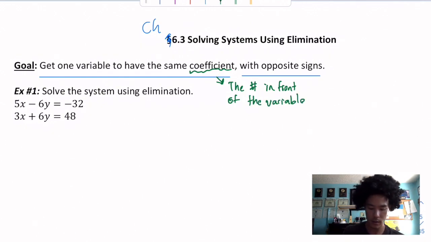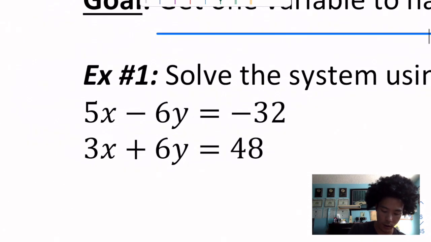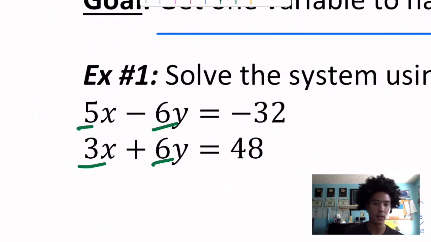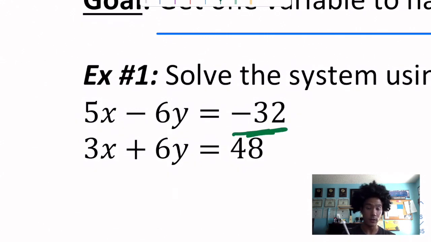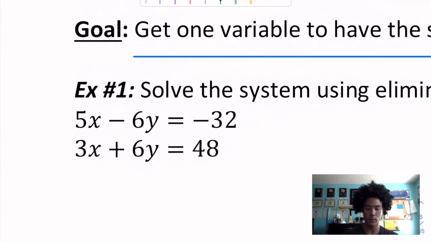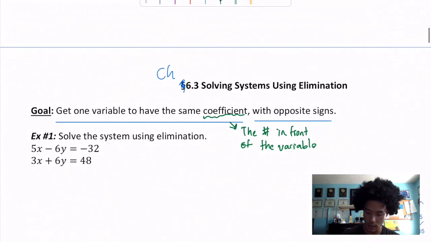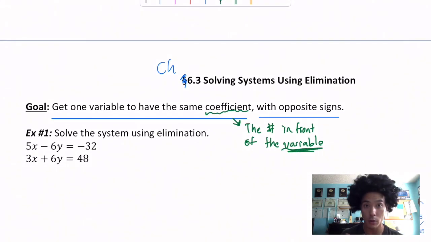All right, for example, look at this here. All of these, 5, 6, 3, 6, all of those are coefficients. They're numbers in front of the variables. That's it. Is this a coefficient? The answer is no, it's not. This is just a constant. A constant is just a number by itself. So again, a coefficient is a number in front of a variable. So a variable has to be there.